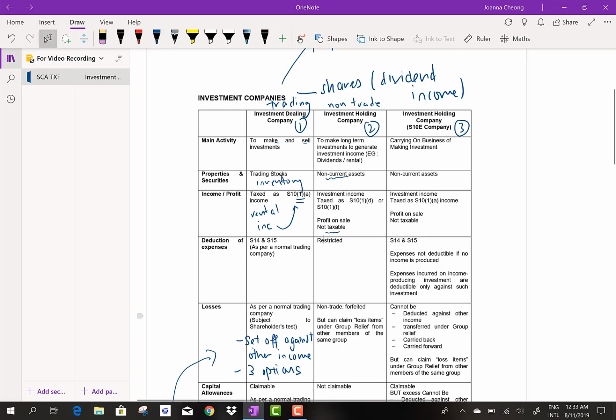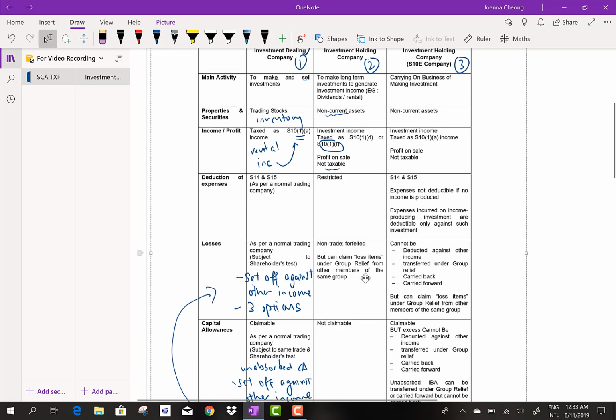All right, however, do take note, because you're holding on for the long term, it is likely that you will rent it out to earn rental income. So in the event you earn rental income, that is when you rent out the property, right? So this investment holding company will earn rental income that is taxed under 101F. Right, so the first column, they will earn under 101A, whereas the second column, the rental income is earned under 101F.